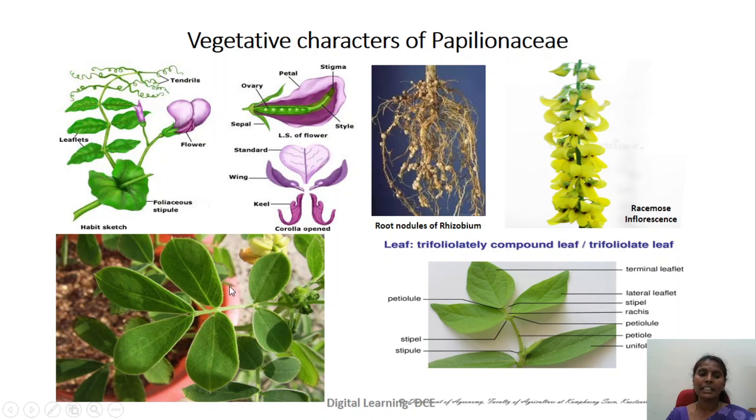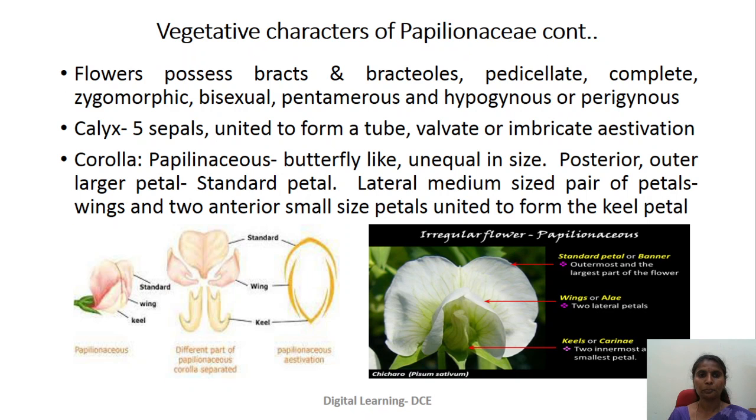And here we can see the pinnately compound leaf with pulvinous leaf base. In this diagram we can observe the trifoliar compound leaves. The trifoliate compound leaf is a characteristic feature of Papilionaceae.